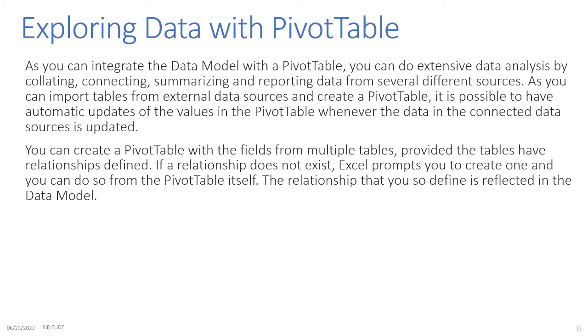You can import tables from external data sources and create a pivot table. It is possible to have automatic updates of the values in the pivot table whenever the data in the connected data sources is updated. You can create a pivot table with the fields from multiple tables, provided the tables have relationships defined. If a relationship does not exist, Excel prompts you to create one, and you can do so from the pivot table itself. The relationship that you so define is reflected in the data model.